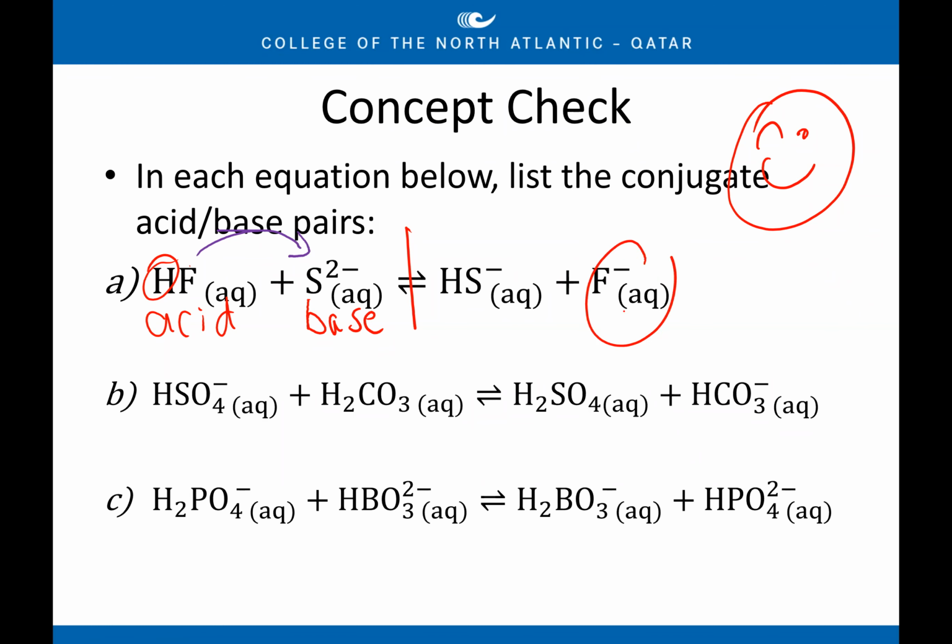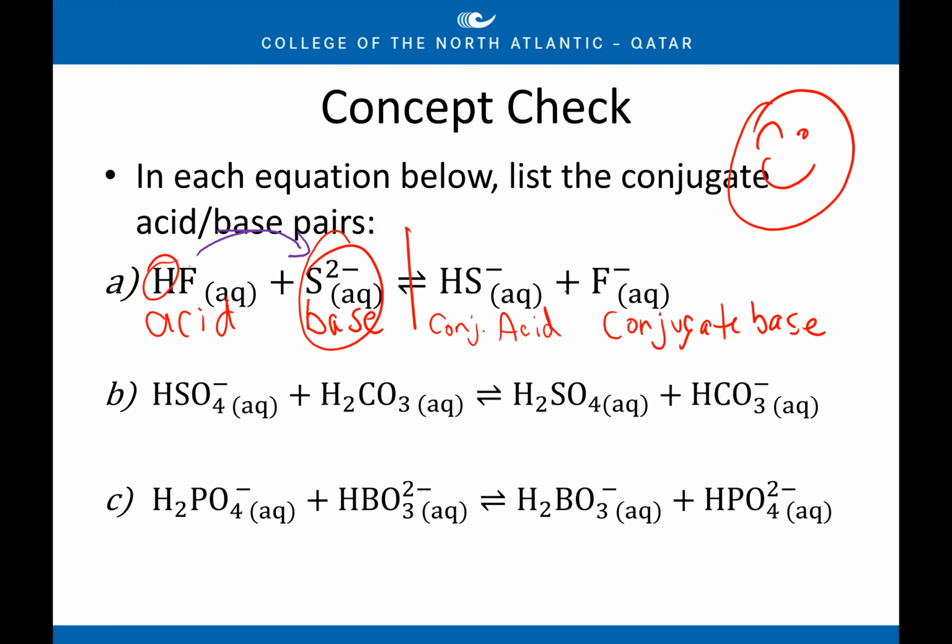So what we would call the F, I'm circling it and I'm erasing it, but this F over here, this is what we would call the conjugate base. The acid on the left turns into the conjugate base. The base on the right turns into the conjugate acid. And you can tell it's an acid because it has a hydrogen.